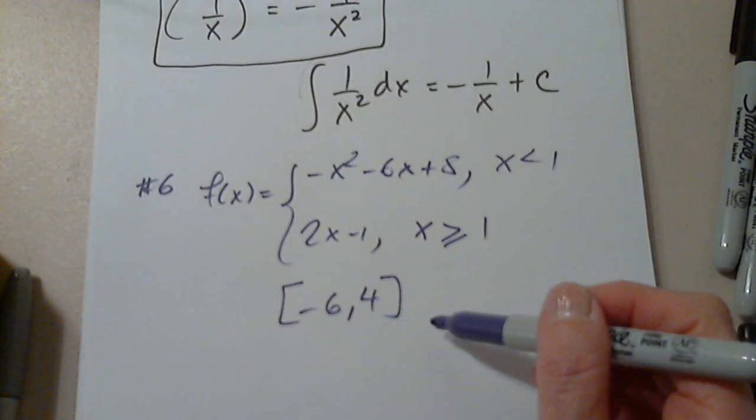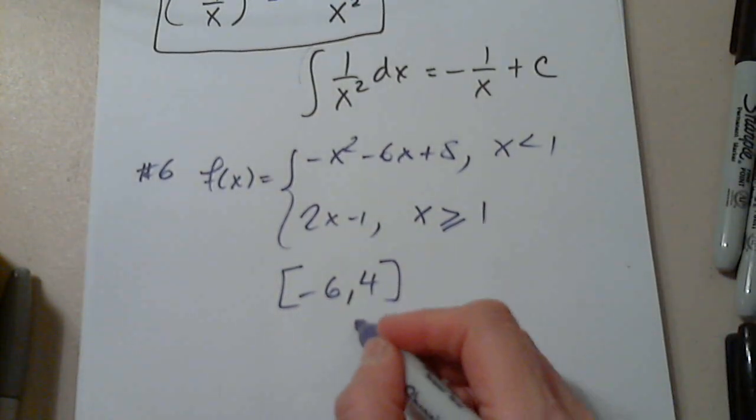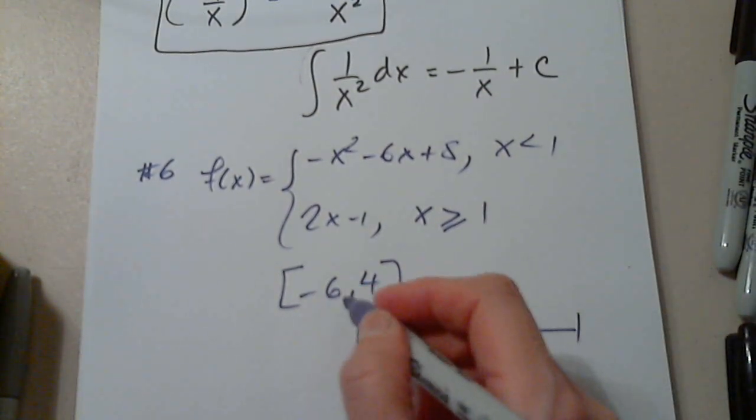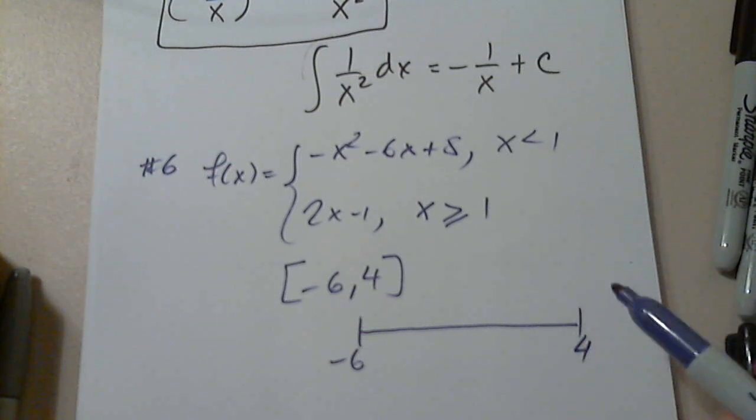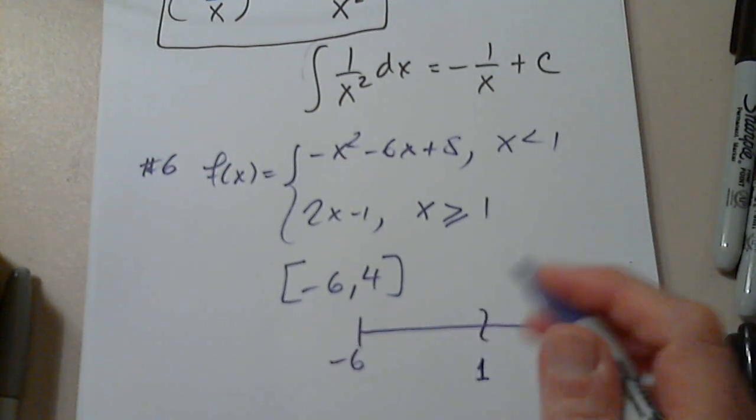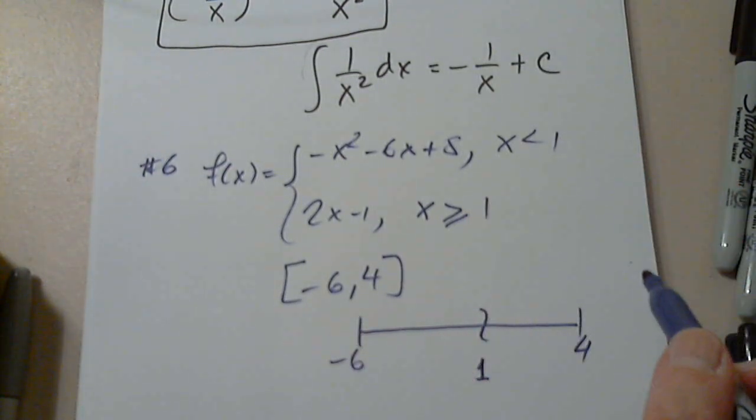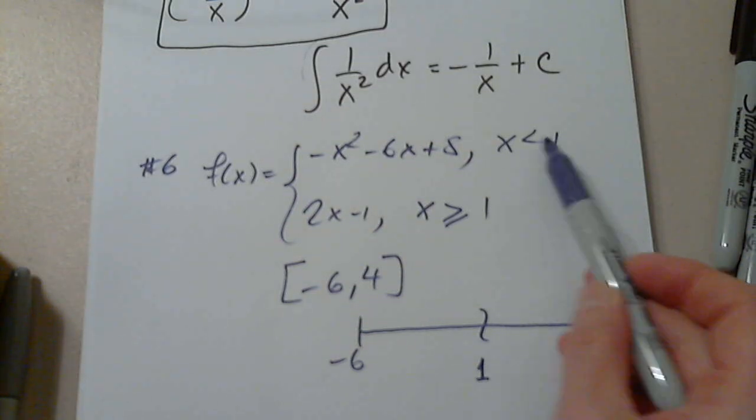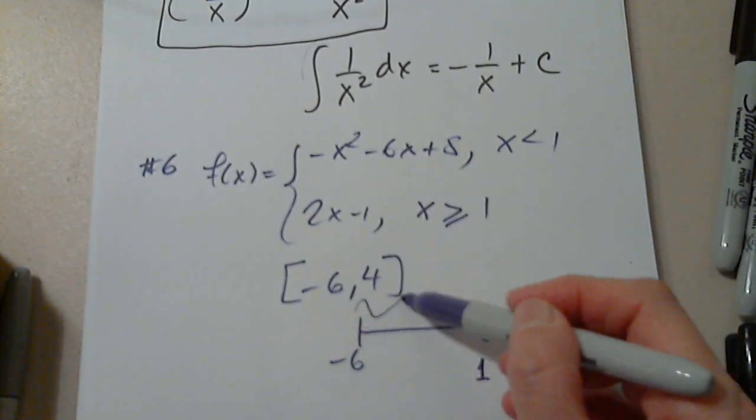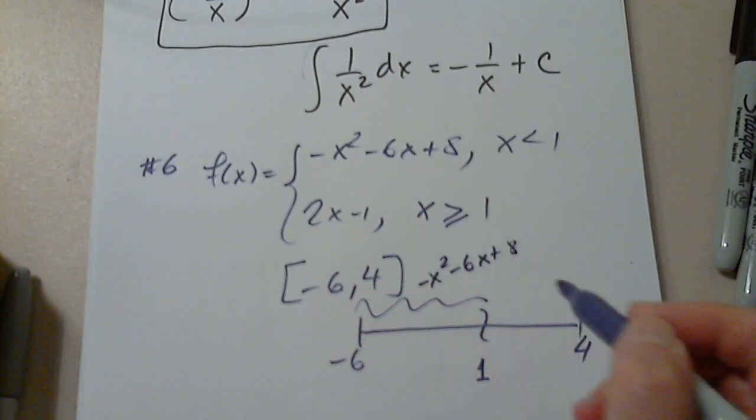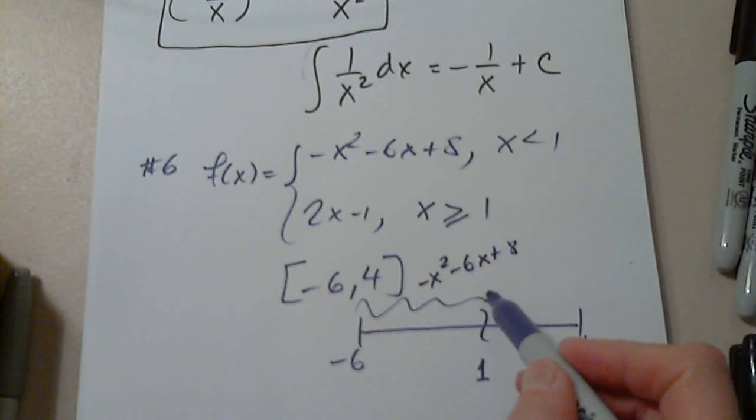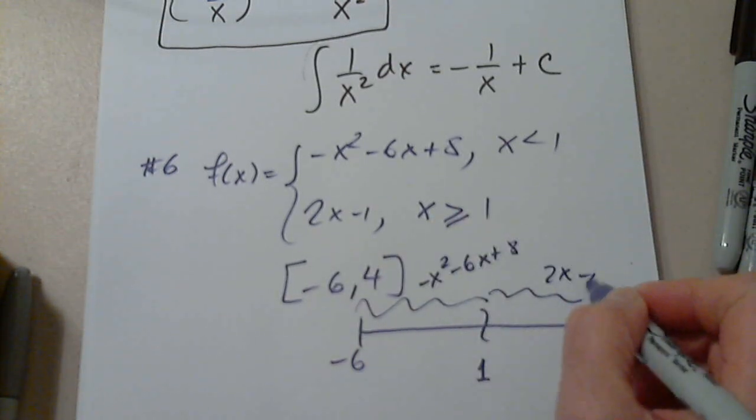So notice what happens here. The interval negative 6 to 4 is this. 1 is somewhere here. I don't care for units. I'm just explaining what is going on. See, to the left of 1, I have this function, negative x squared minus 6x plus 8. But to the right of 1, I have a different function, which is 2x minus 1.